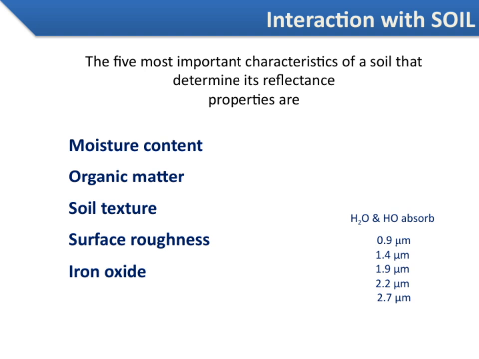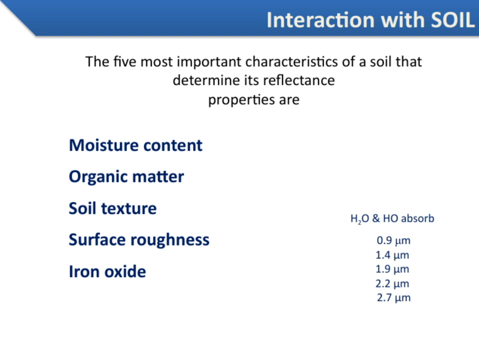Then, we have soil texture, meaning the size distribution of soil particles like sand, silt, and clay. This influences how light is scattered across the surface. Surface roughness is another important factor. A rougher surface scatters light in different directions, affecting the reflectance, while a smoother surface tends to reflect more uniformly. And finally, iron oxide, which is responsible for the reddish and other earthy tones in soil, also plays a significant role in how soil reflects light.